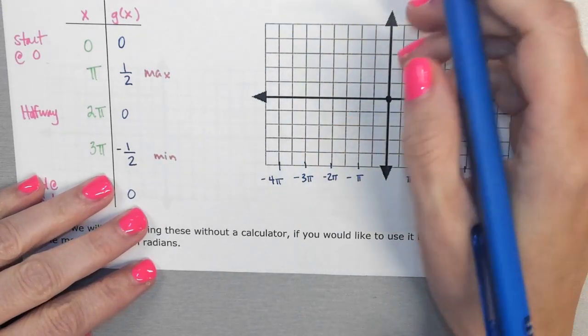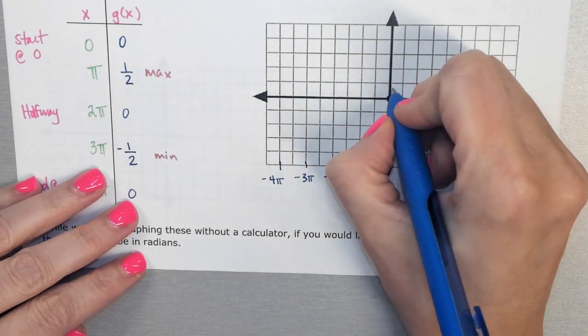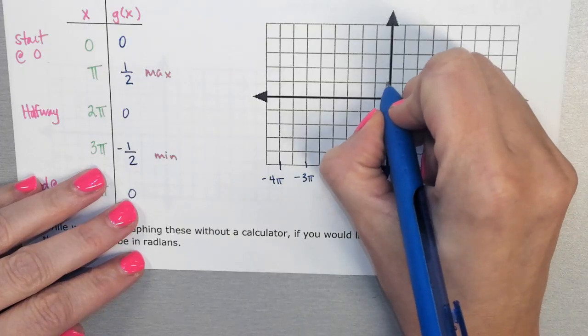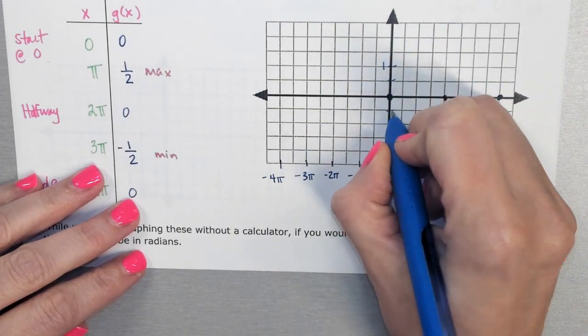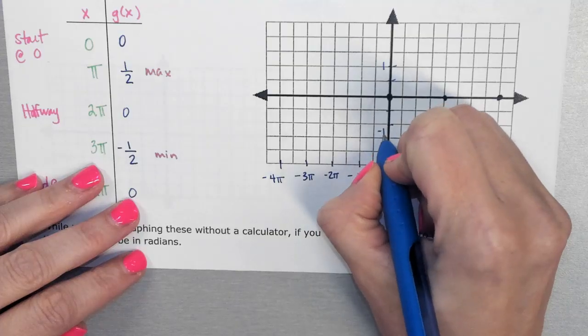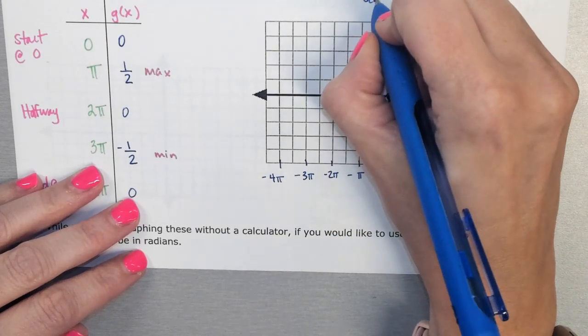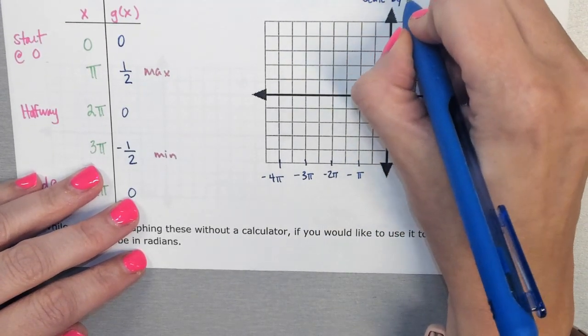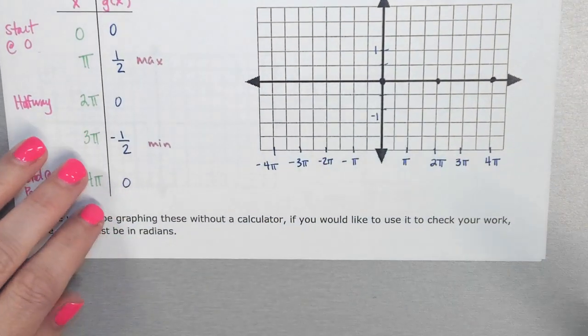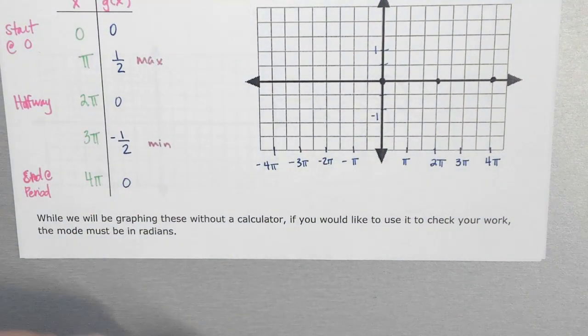Okay, so we're going to scale by half. So if this is a half, this would be 1. This is -1/2. This is -1. And it's fine if you just write your scale above instead of labeling it there. That's fine too.